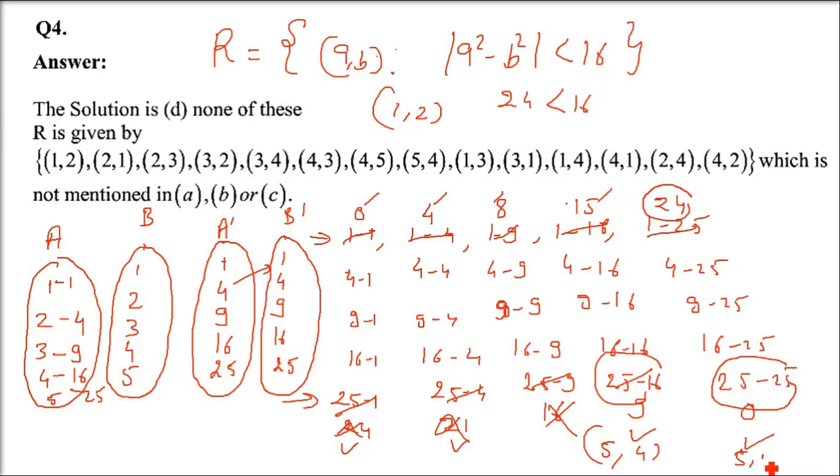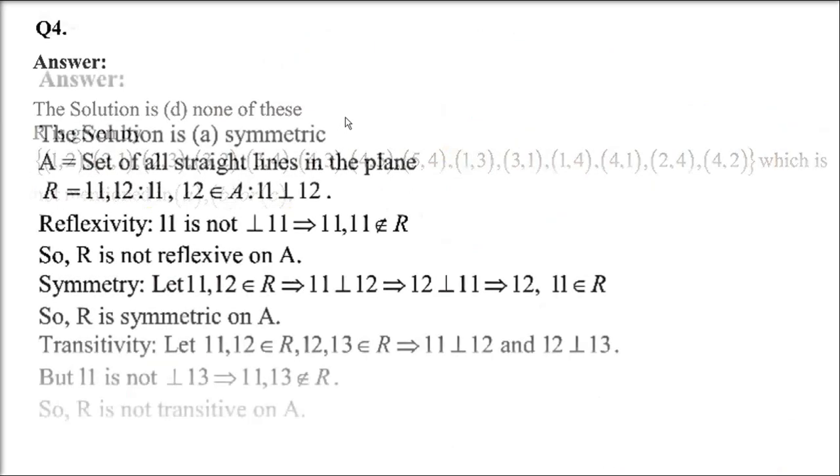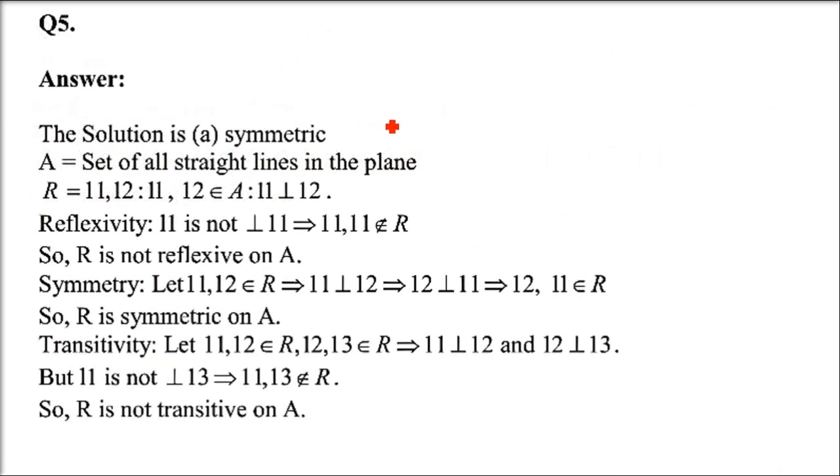So I hope you got an idea. Means 1 and 5, first one was there. Then the last ones which I took as 5, 4 and 5, 5, you have to add in between. And when you add all these, you will see that this is not an option in this question. So none of these is the answer.